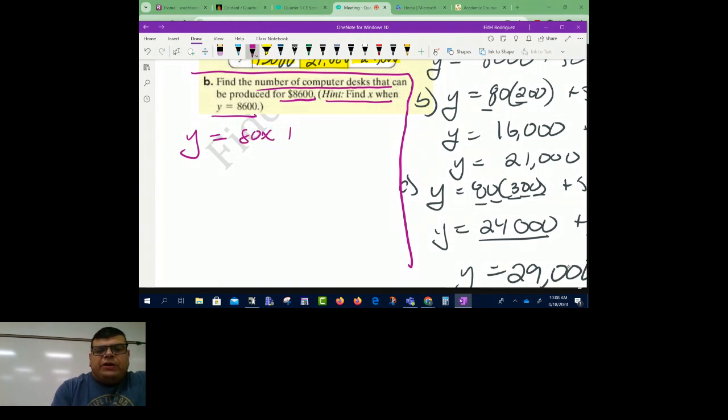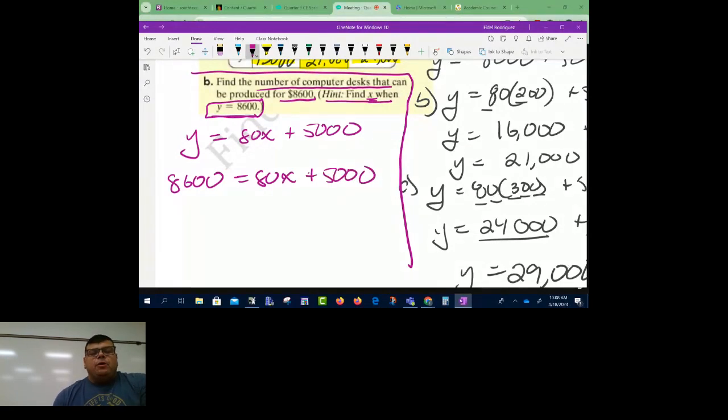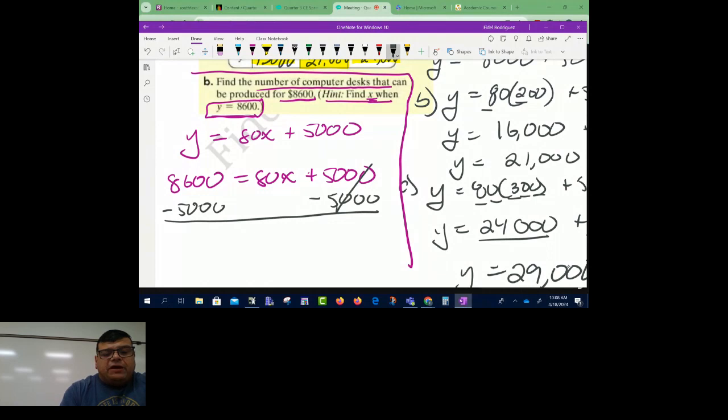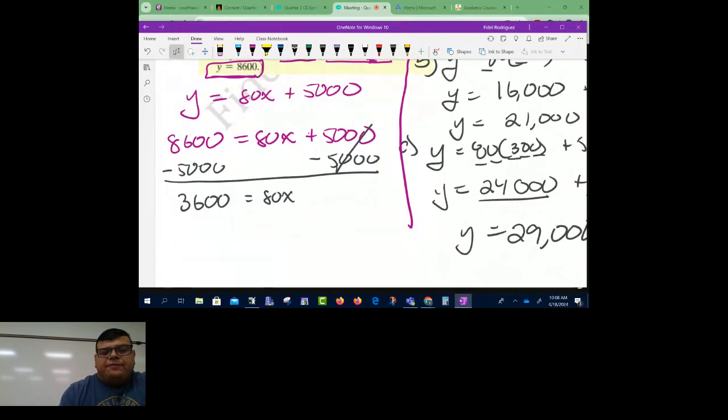So y'all, the equation that we had was this equation right here, right? And they're telling me we want to find the letter X when the number Y is 8,600. So y'all, where the letter Y used to be, we're going to put in 8,600. And now we're going to try to solve for the letter X. So the first thing I'm going to do, y'all, I'm going to get rid of this 5,000 by subtracting it, right? So let's go like this. 8,600 minus 5,000 should be 3,600, equals 80x. And then the last thing we're going to do, y'all, we're going to go ahead and divide everything by 80.